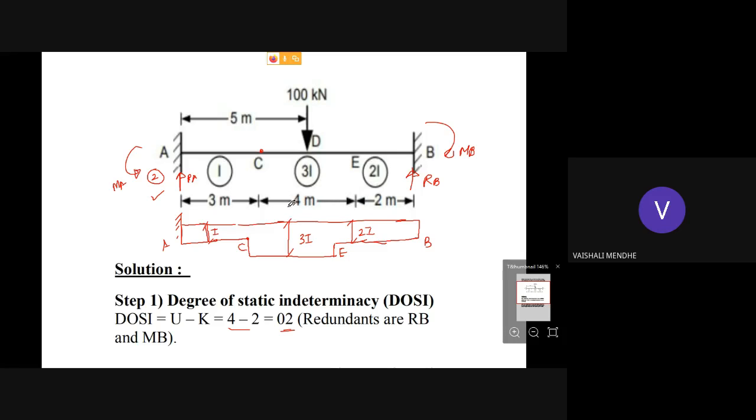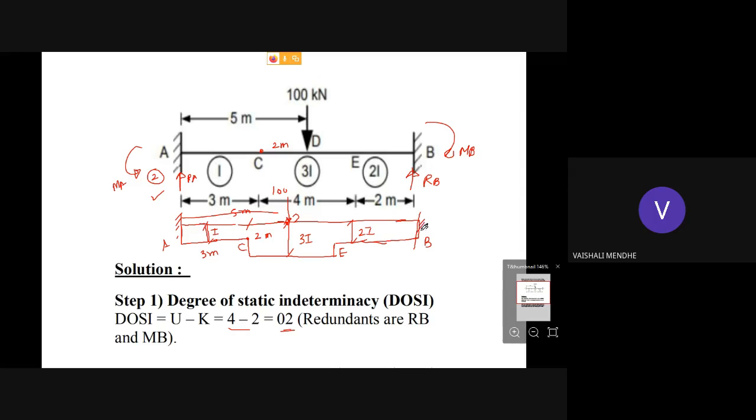And somewhere here, from point A at 5 meter, a 100 kilonewton load is acting at point D. So this is 3 meter, so the remaining distance will be 2 meter. You can see here this C to D distance will become 2 meter. So this is the given problem.